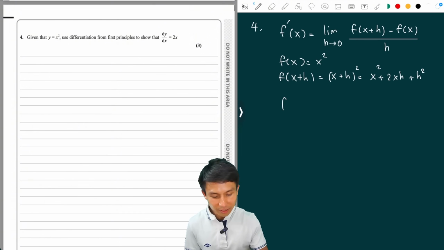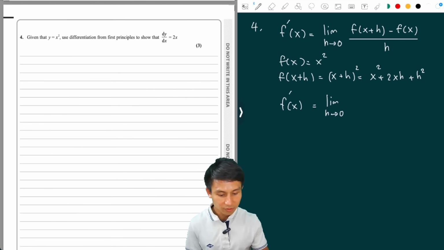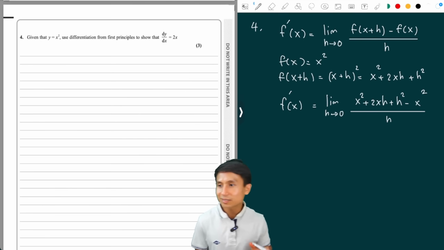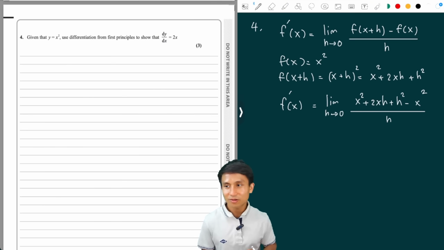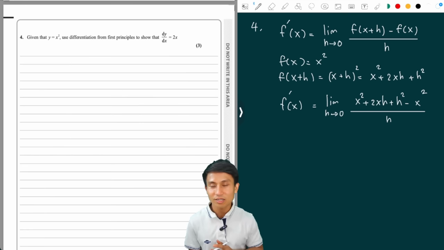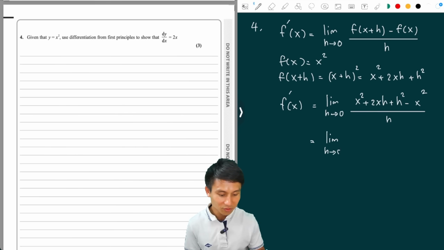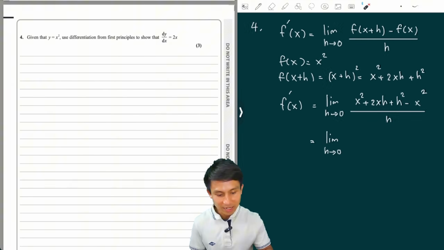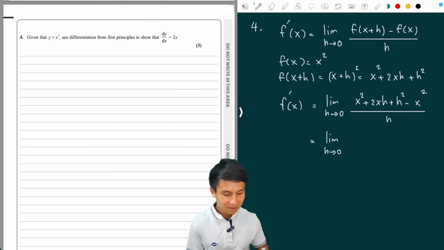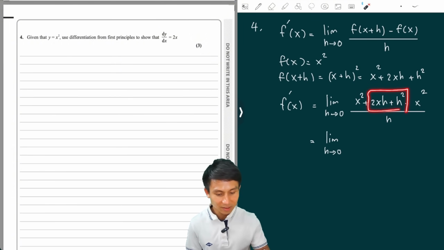So we're going to sub everything in. Limit of h going to 0. And that is just substituting the actual expression in each one. Okay. And h. Now the way to do this is not to substitute h right now. We substitute h when we already simplify the top expression. Okay, so this is limit of h going to 0. So the top one, as you can see, we can cancel the x squared here. Yeah, so we're only left with 2xh and h squared.